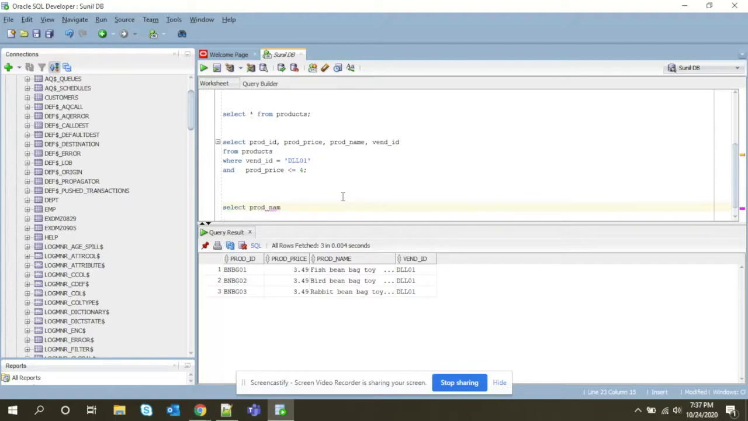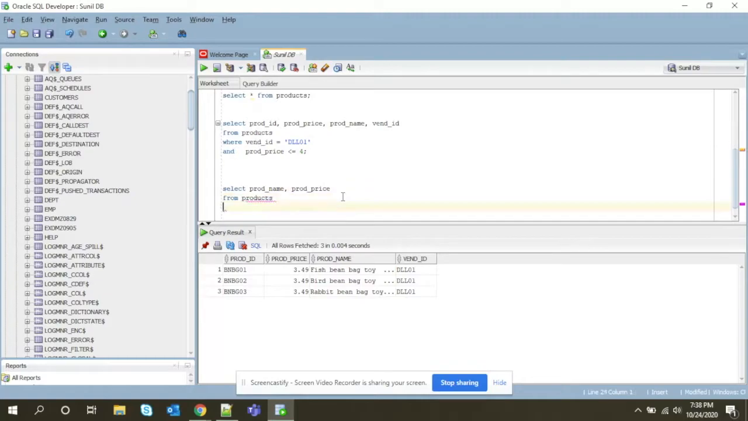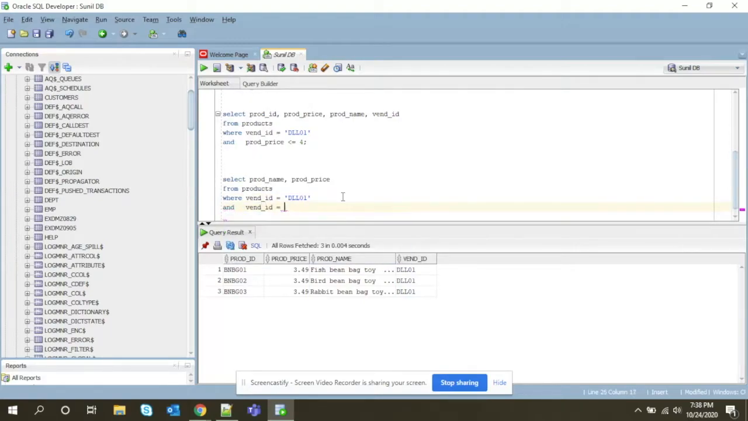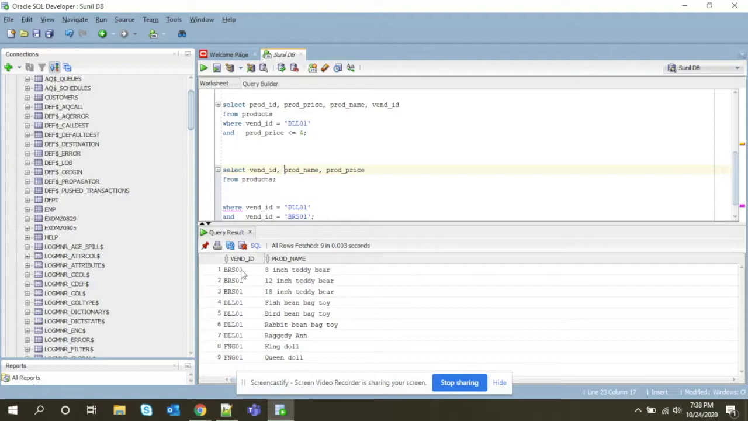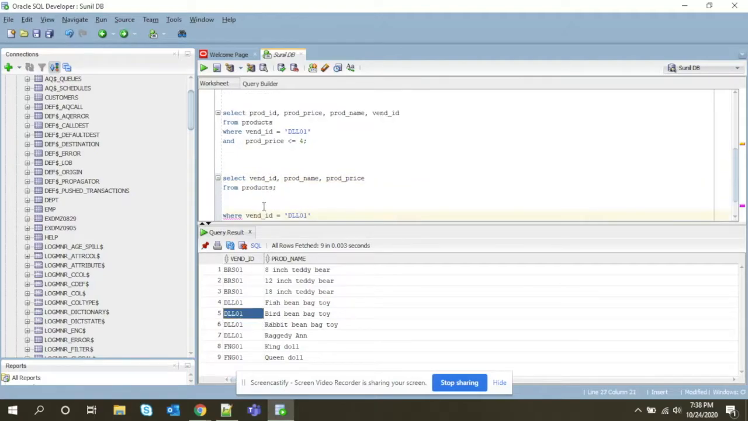We can try one more: select prod name, prod price from products, where the vend ID equals DLL01 and vend ID equals BRS01. This should result in no records coming back because there are no products with 2 different vendor IDs. If I run this, see, nothing comes back. If I select all the data from the products table, as you can see, each record only has 1 vendor ID. So it won't bring back anything because there is no record with both DLL01 and BRS01 as the vendor ID.